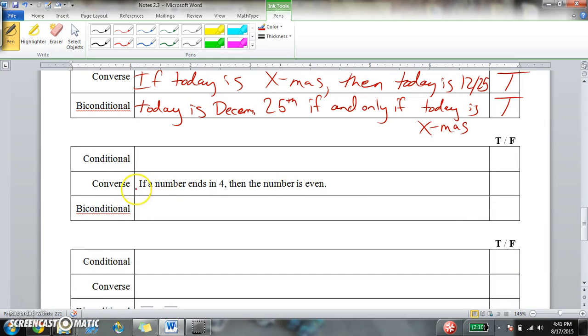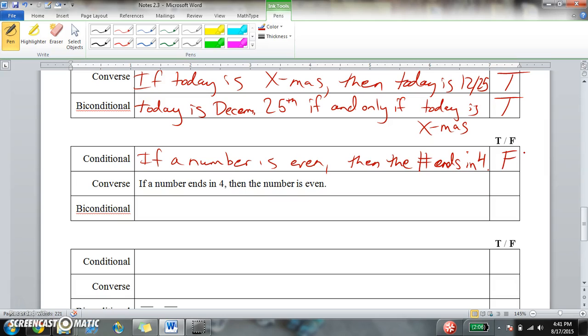This one gives us the converse. If a number ends in 4, then the number is even. Well, to write the conditional, we just switch it back from what it turned into. So, if a number is even, then the number ends in 4. Well, that is not true. That's false because there are many even numbers that don't end in 4.